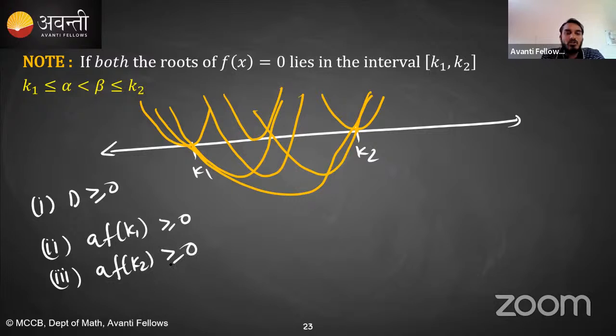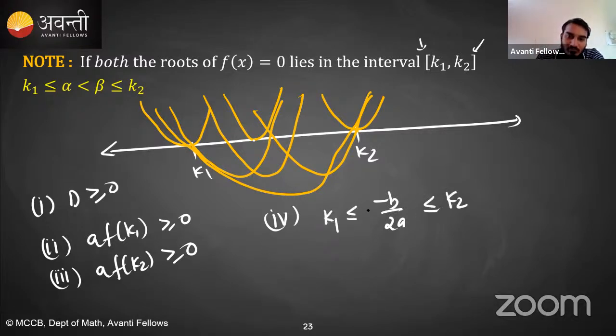Why equal to 0 in this case? Because if K1 is one of the roots, then it is also satisfying the condition, because at K1 and K2 we have a closed bracket. It means alpha or beta can be K1 or K2. The fourth condition is that minus b by 2a, the x coordinate of the vertex, should be between K1 and K2, or at K1 or K2. Is this clear? So these four conditions are necessary and sufficient if your alpha and beta are lying between K1 and K2, closed.